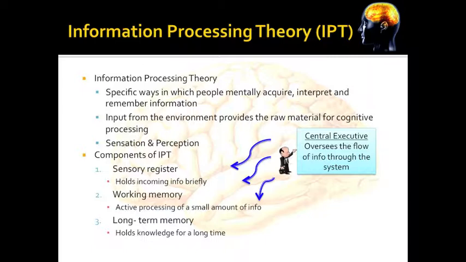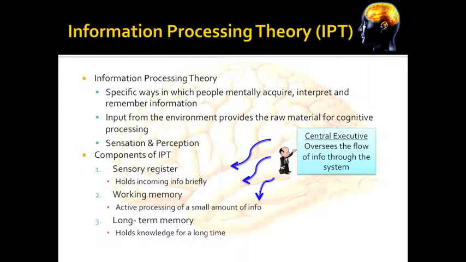There are then 4 parts to the information processing theory, or the model of memory. The first is the sensory register, the second is the working memory, and the third is the long-term memory. Finally, the central executive oversees the flow of all of the information within those 3 pieces.